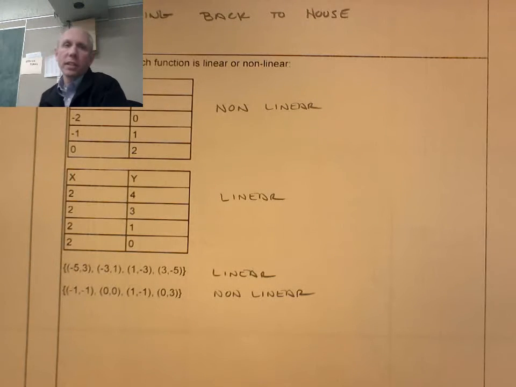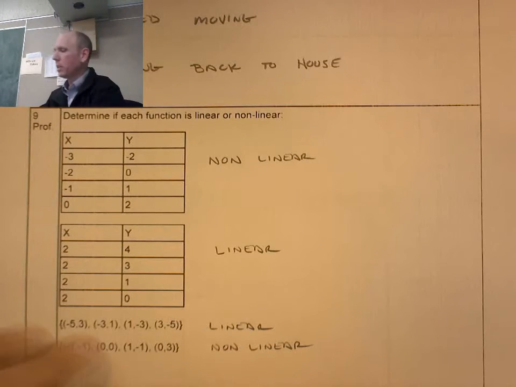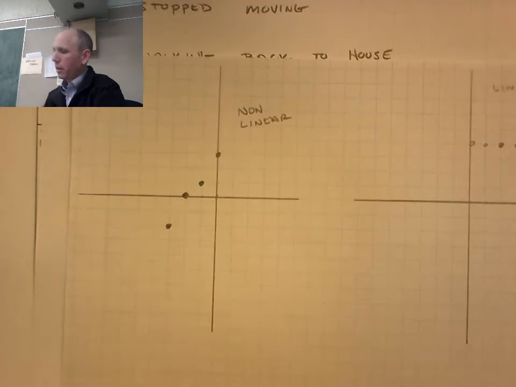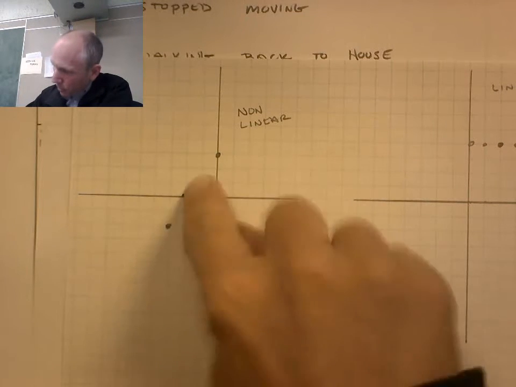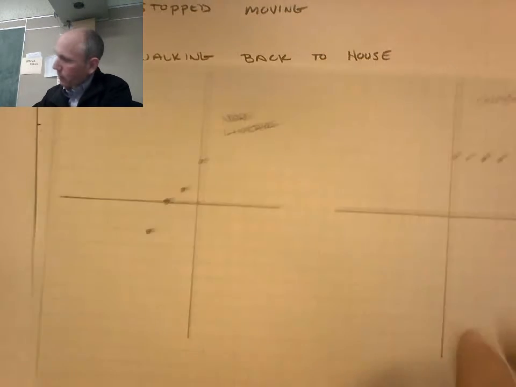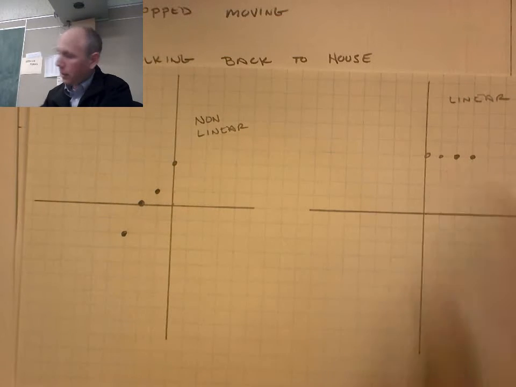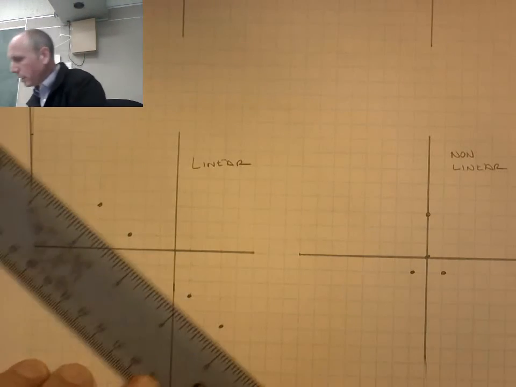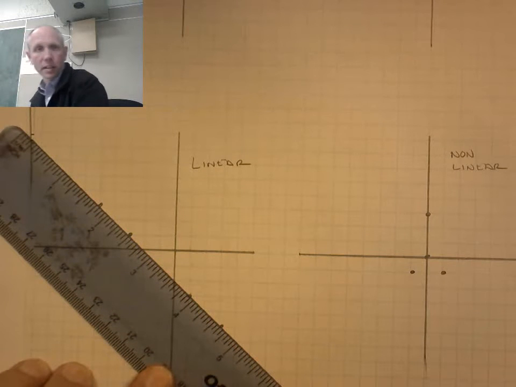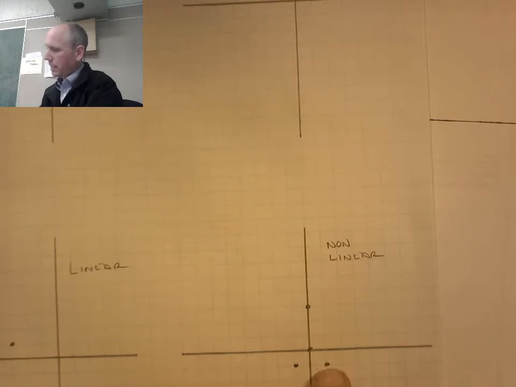Determine if each function is linear or nonlinear. What I did is I plotted these on a piece of graph paper. Let's see. This first one, it kind of looks like it is linear, but it doesn't work. That's not a straight line. They're crooked. This one is linear. See that? That's linear. This guy right here, let's see. Is that linear? Yep, that's linear. That's lining up. And this one here, that's not linear at all. Actually, that's not even a function.